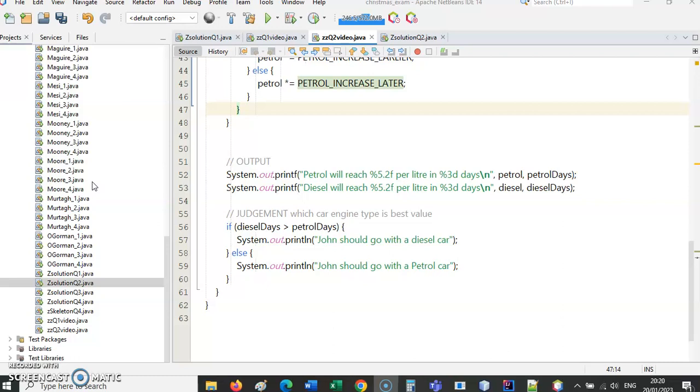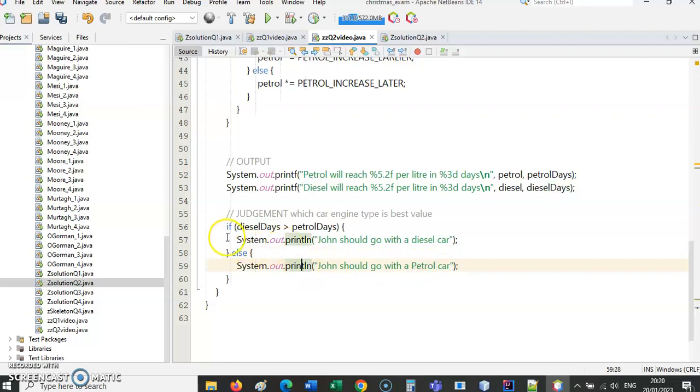Okay, so the more days it takes to reach that price, the better value that particular engine type is going to be. Okay, so if the number of days, basically what does this mean, diesel days, the number of days for diesel to reach the price that has been typed in by the user, or 250 cents, if that number is greater than the number of days it takes for petrol to reach that price, then it takes diesel longer to get to that price. Okay, so diesel is better value. If that's not true, John should go with a petrol car.